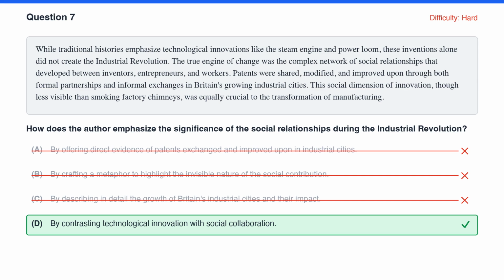Traditional histories highlight machines, but the author insists the social network was the true engine of change. By setting technological innovation against human collaboration, the author elevates the importance of those relationships.